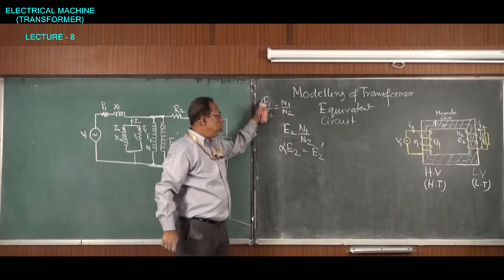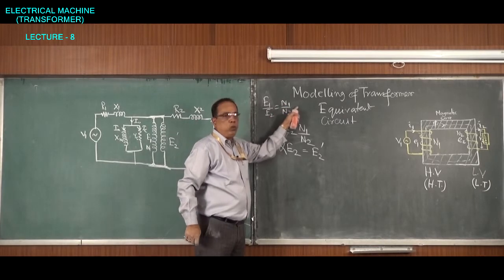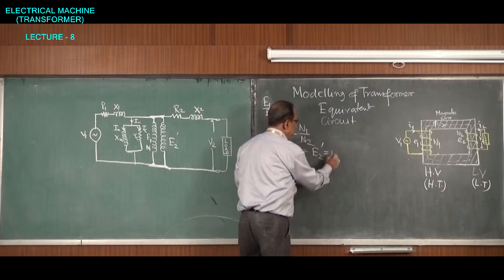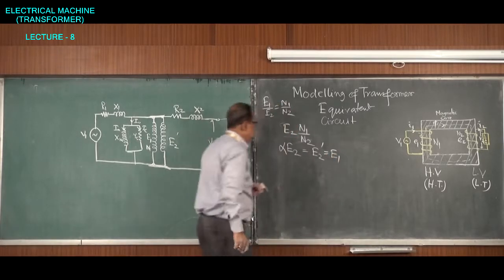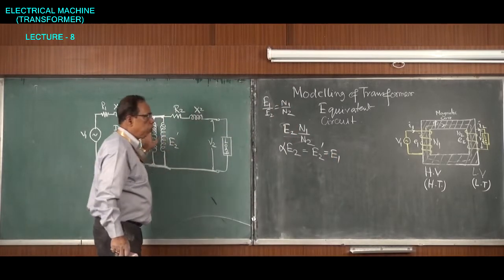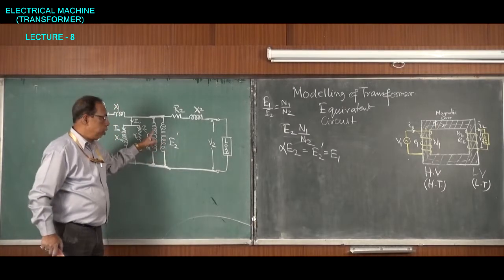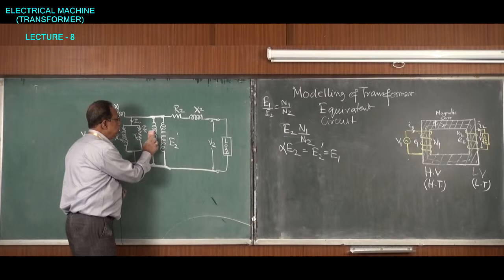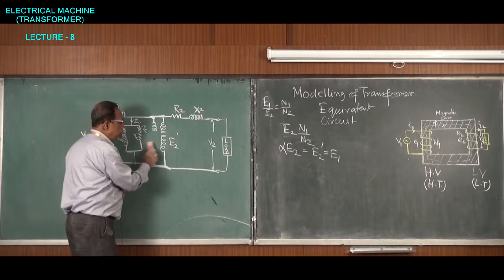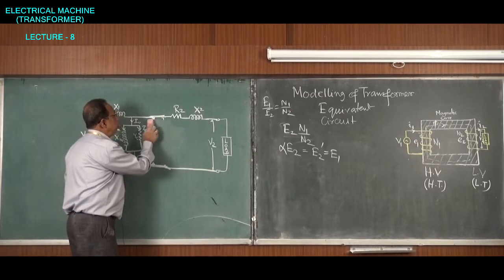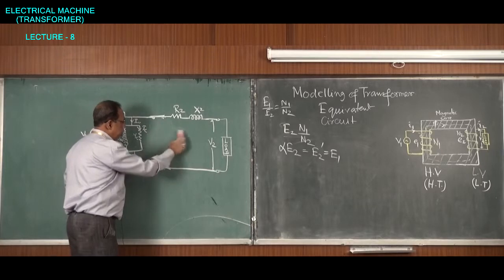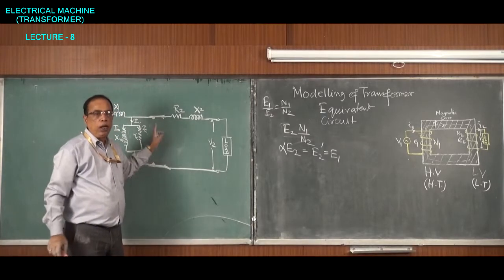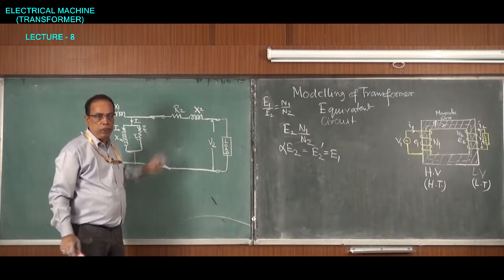So E1 is equal to N1 by N2 into E2. That means alpha into E2, same. So this is nothing but E1. So these two voltages will be equal as soon as I am replacing it with the same number of turns. And when it will be the same number of turns, these two will have the same voltage. So I can omit this transformer, that means the magnetic coupling between these two can be totally omitted.